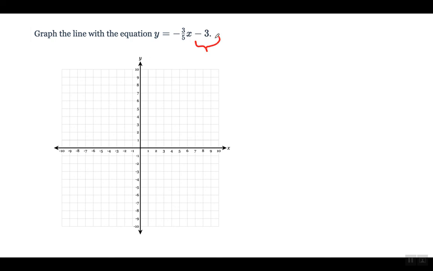All right, here my y-intercept is -3, and the slope is -3 over 5.